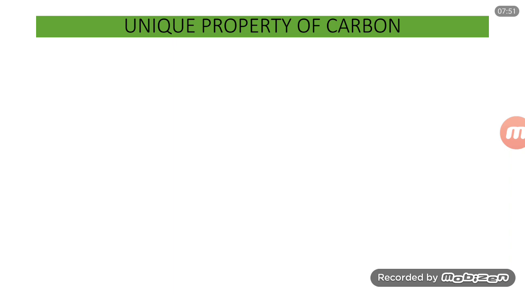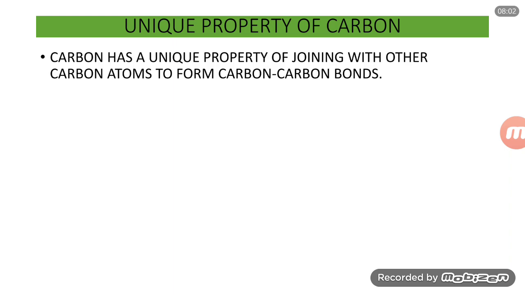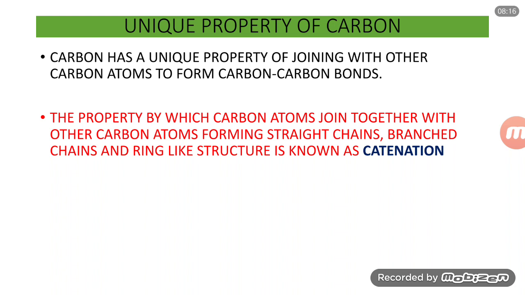Coming to the unique property of carbon. Carbon has a unique property that it can combine with other atoms of carbon. So carbon has a unique property of joining with other carbon atoms to form carbon-carbon bonds, which means the two carbon atoms can join together with the help of a covalent bond between them. The property in which the carbon atoms join together with other carbon atoms, thereby forming long straight chains, branch chains, as well as ring-like structures, is known as catenation.